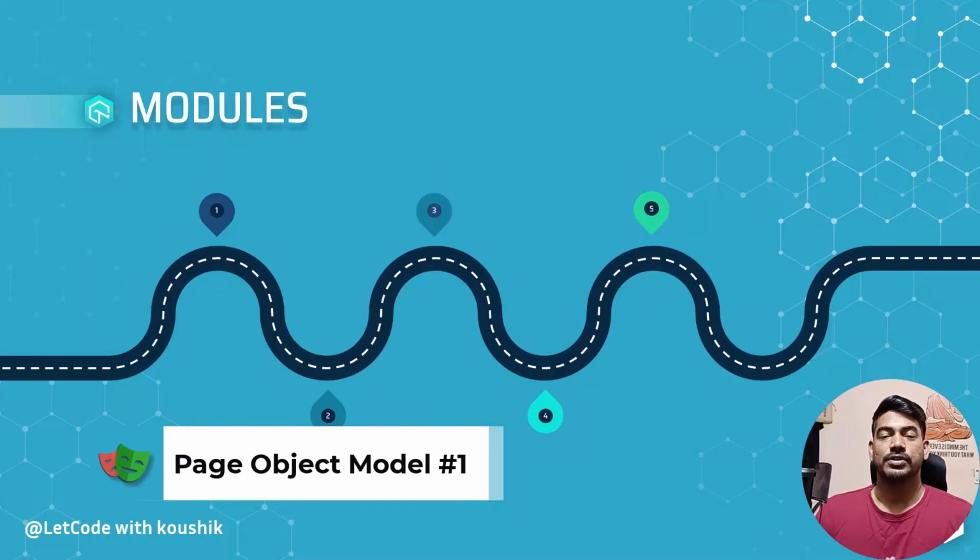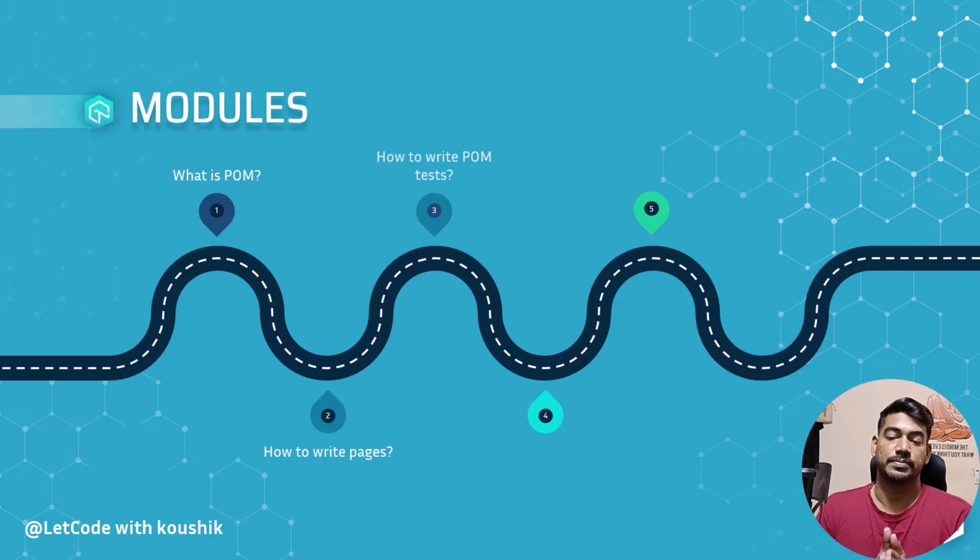In this video, we are going to learn about the page object model. We are going to learn how to write the pages and also how to execute the pages with the help of the classes we are going to write. And it's going to be very simple. If you are already aware of test automation, mostly we use page object model, right?